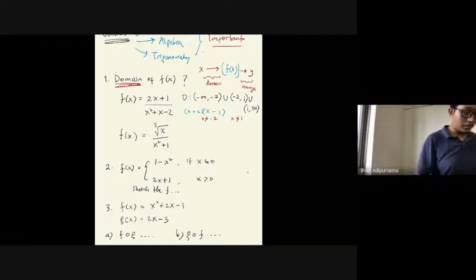The second function. You have the square root of the cube of x, and then x squared plus 1. From the first function, you know that this one should not be 0. This also should not be 0. But you also have this, right?